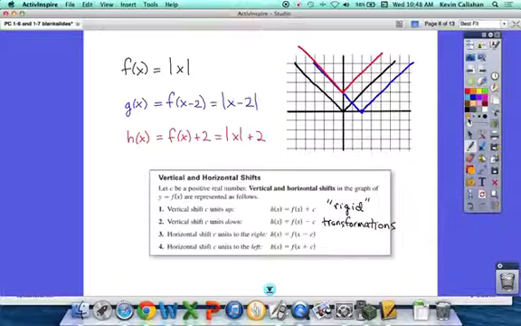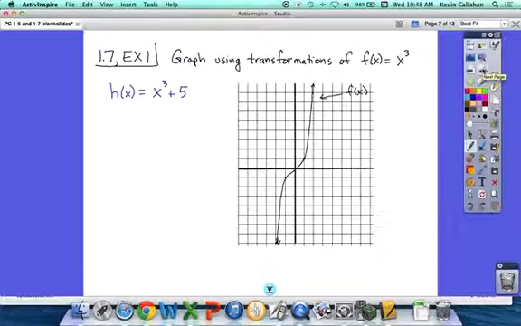Allie, good? Okay. So as an example, if we try to move the function f of x equals x to the third, what would be the effect of adding 5 after the function? It's going to go up 5. So this is going to be up 5.